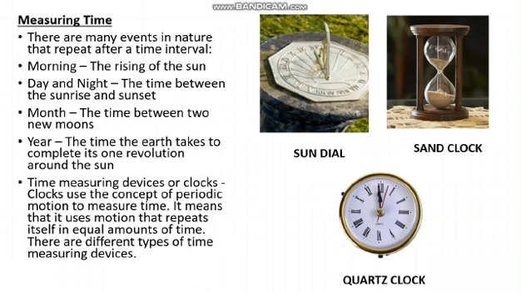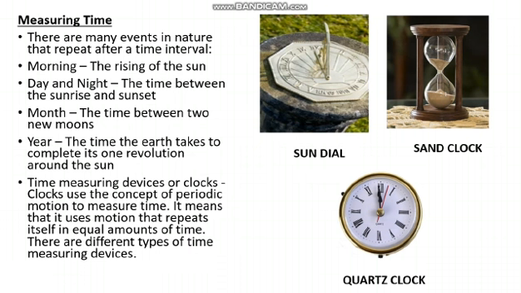A duration or moment in which things occur is called time. With the help of clocks and watches, we generally measure time. There are many events in nature that repeat after a time interval. For example, morning, the rising of the sun; day and night, the time between sunrise and sunset; month, the time between two new moons; year, the time the earth takes to complete one revolution around the sun.